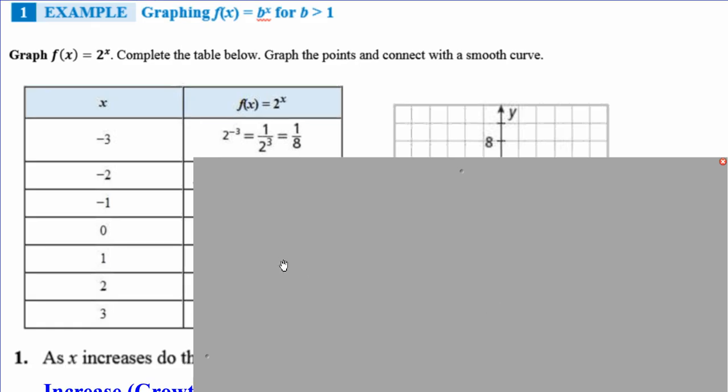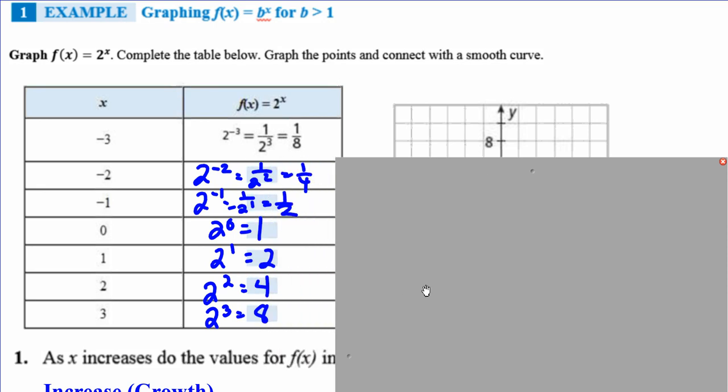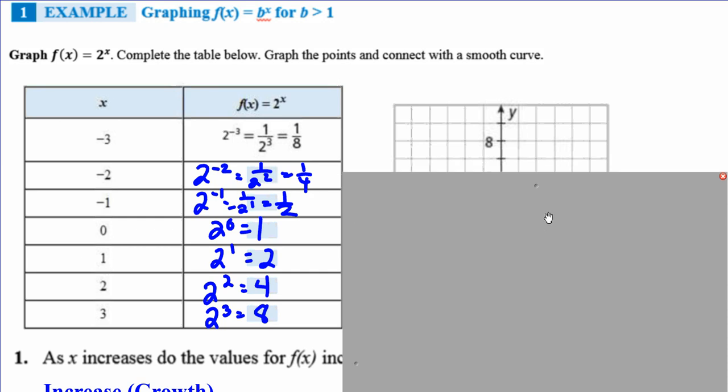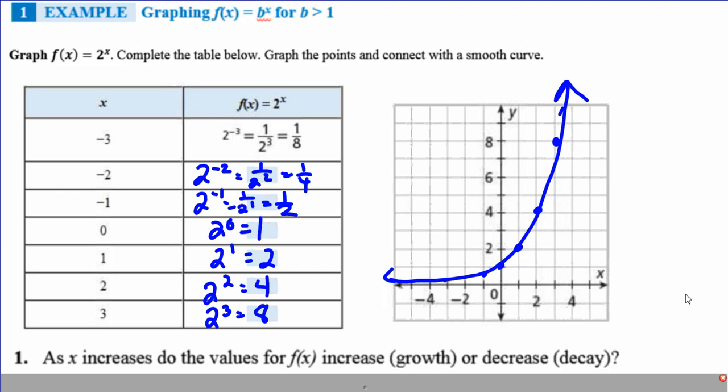If we substitute all of those exponents in for x and simplify them, we've got 2 to the -2nd, which is 1/4, 2 to the -1st, which is 1/2, 2 to the power of 0, which is 1, 2 to the 1st is 2, 2 to the 2nd is 4, and 2 to the 3rd is 8. If we plot those points on our graph, what is that going to look like? It appears something like this.